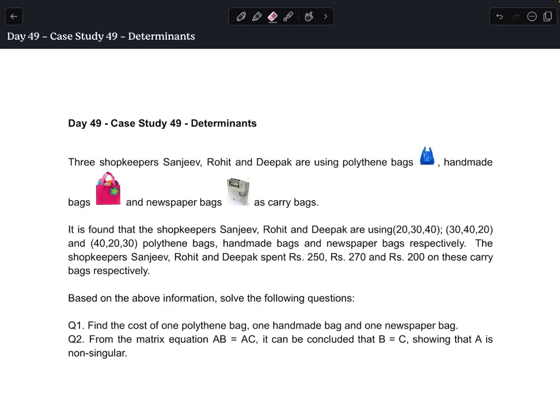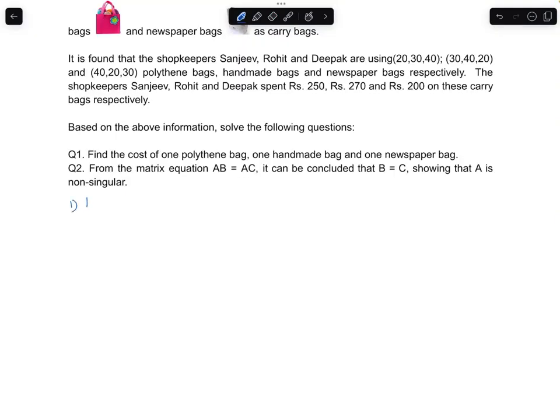Question 1. Find the cost of one polythene bag, one handmade bag, and one newspaper bag. Let the cost of one polythene bag be x, one handmade bag equal to y, and one newspaper bag equal to z.